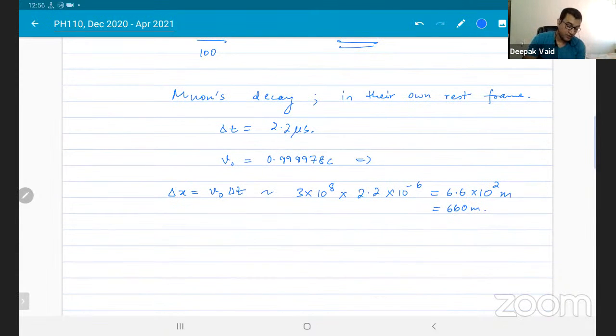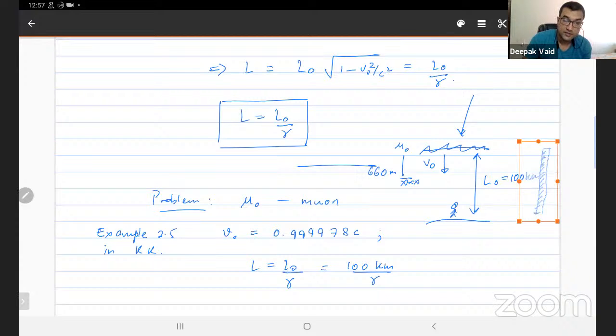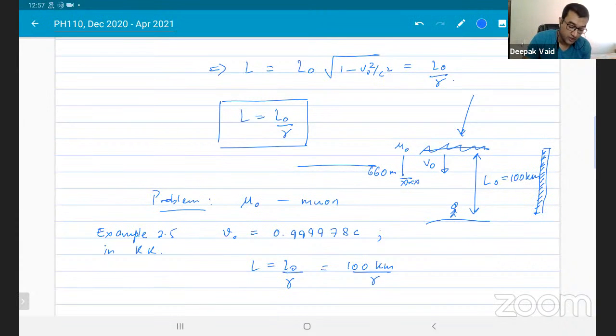So if the muon is traveling at this speed, the maximum distance the muon can go before it decays is 660 meters, right? So if you don't have relativity, what will happen? The muon will be created at the upper atmosphere. It will travel a distance of 660 meters, and then it will decay. So there will be no muons which are observed on Earth, right? But instead, what happens? The muon sees length contraction. So the actual distance between the Earth and the muon appears to the muon to be around this 660 meters, which gives it just enough time to reach the surface of the Earth.